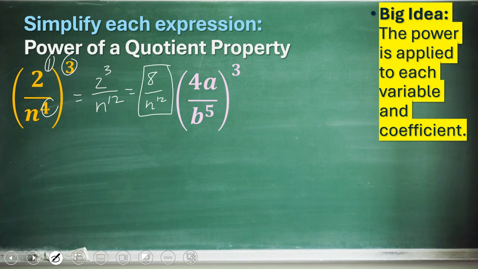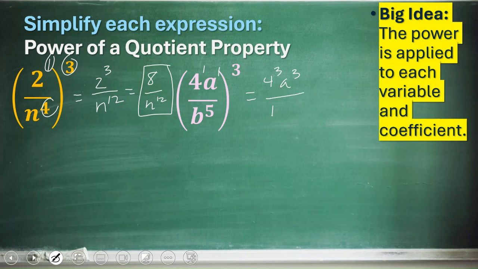All right, our next example adds a little more complexity because we have a coefficient and a variable in the numerator. Remember, those both have a power of 1 on them, so let's go ahead and do this. We are multiplying 3 by all the exponents that we see. This becomes 4 to the power of 3, a to the power of 3, right? Because I multiplied 3 by those ones.